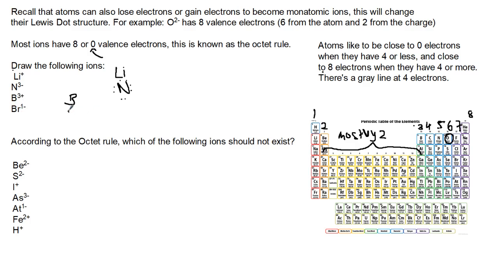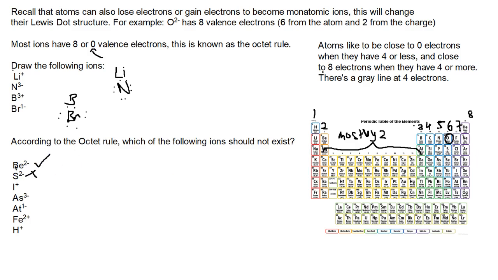Bromine, well, bromine is an anion, so it has the full 8, right? Anions have the full 8 and cations don't have any, but they have 8 on the next shell. You have to remember that. So octet rule, which of the following should not exist? Beryllium 2-, yes, exists. Sulfur 2-, does not exist because it has to gain 2 electrons to get the whole.